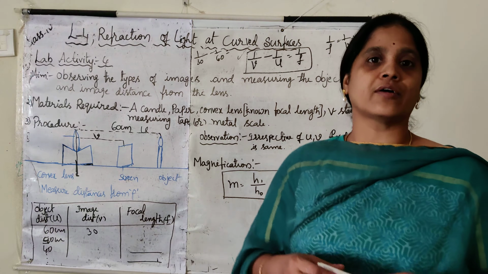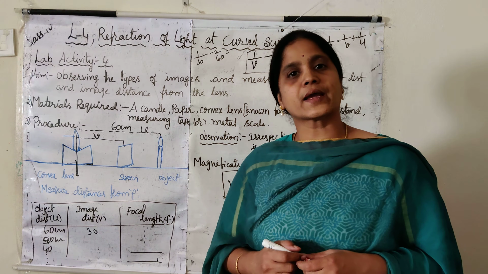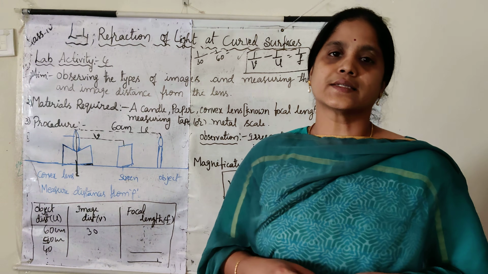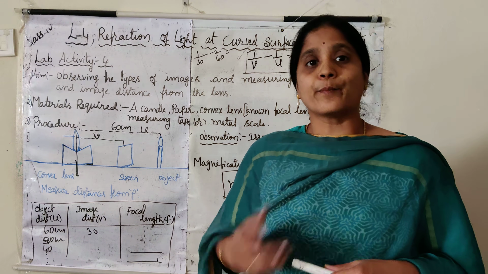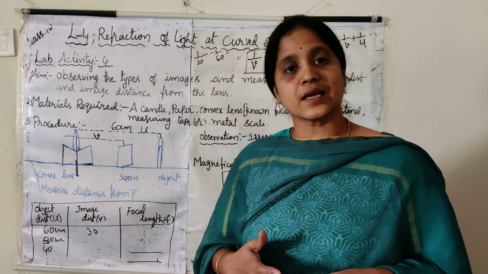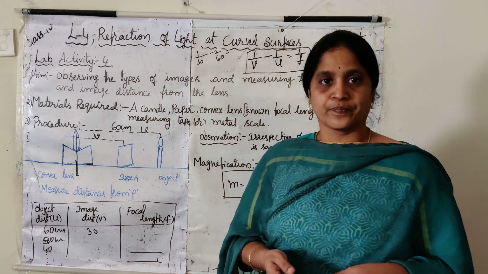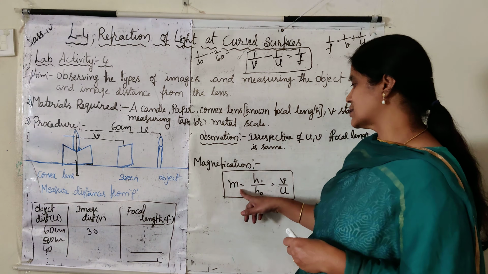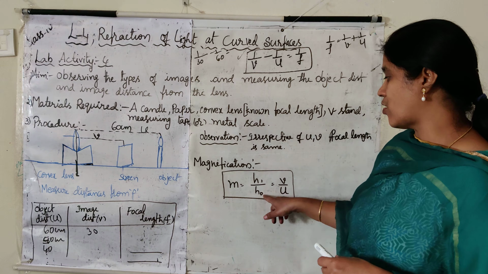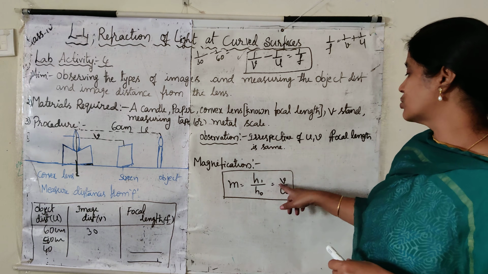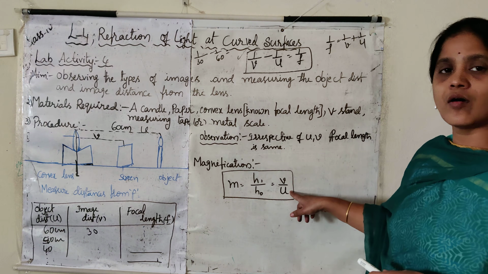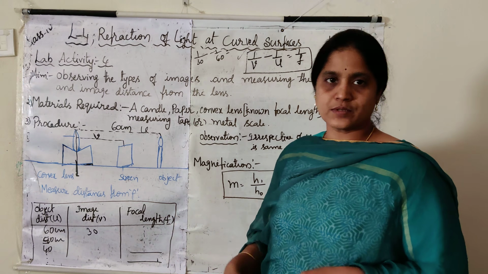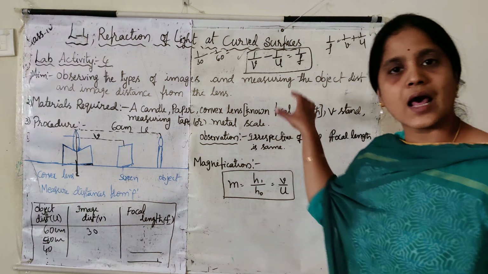Once again, what is magnification? We are comparing the size of the image with the size of the object. That comparison we express in terms of a ratio, and we call it magnification. So magnification means image height by object height is equal to image distance by object distance. This we can use in the problems. So this is about the lab activity.